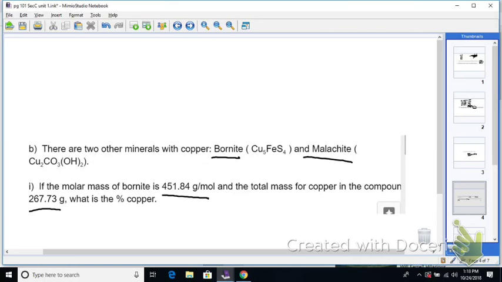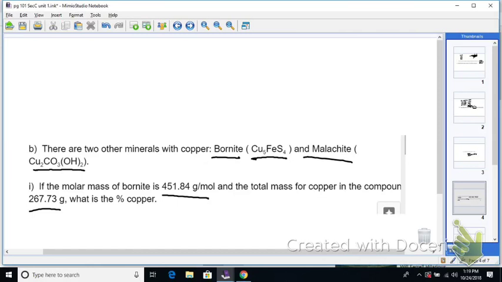On 2I, I'm giving you the molar mass, but I'm not giving you the weight of copper. So go ahead and do those two, and we'll see what percentages you come up with. They're not going to be a whole lot different from the azurite. They're going to be pretty close to the azurite. You will not have to do anything with this formula, or this formula, because I've simplified it for you, and I've given you a lot of that information already.